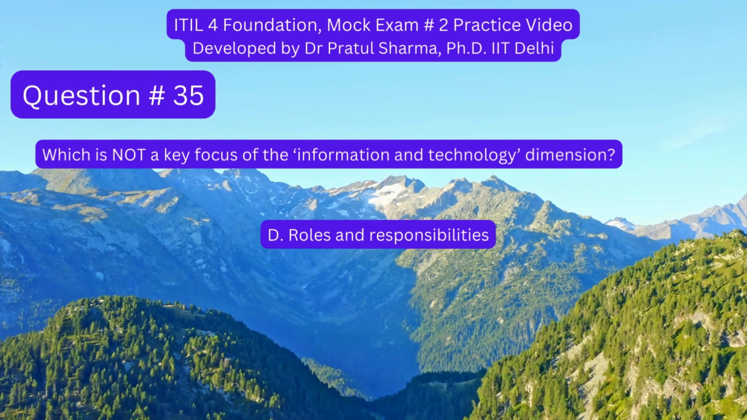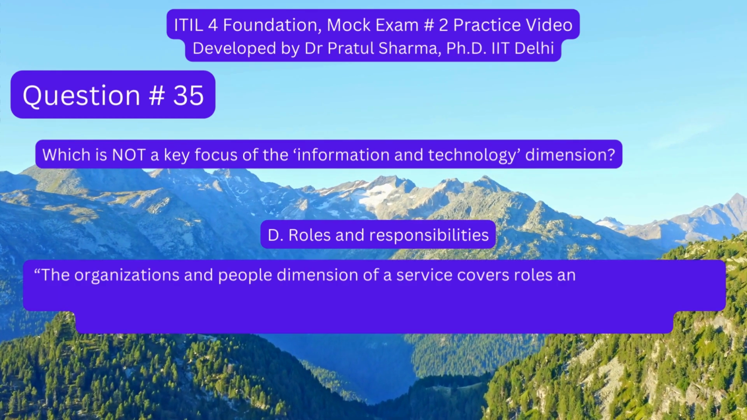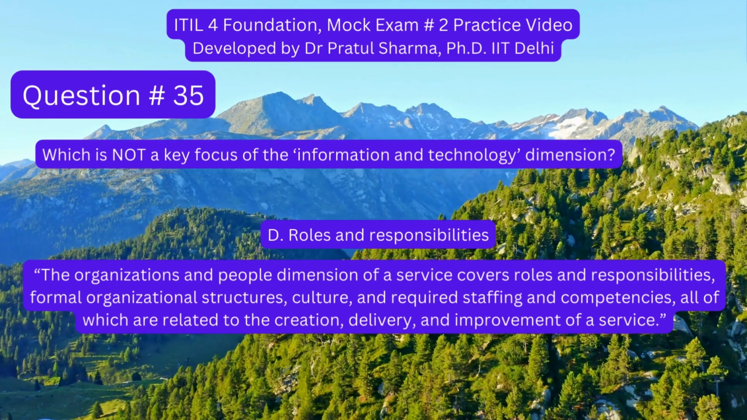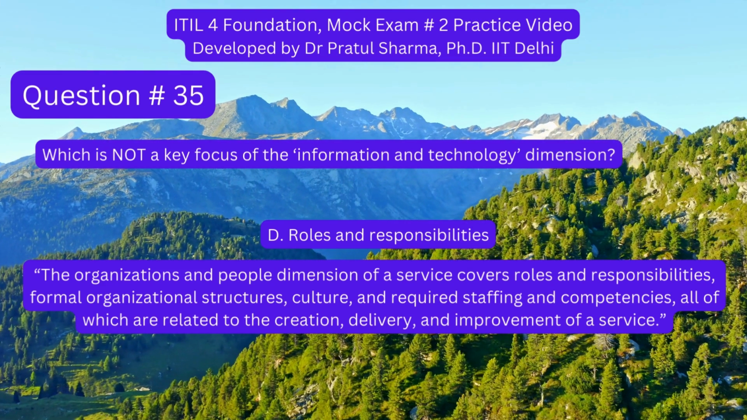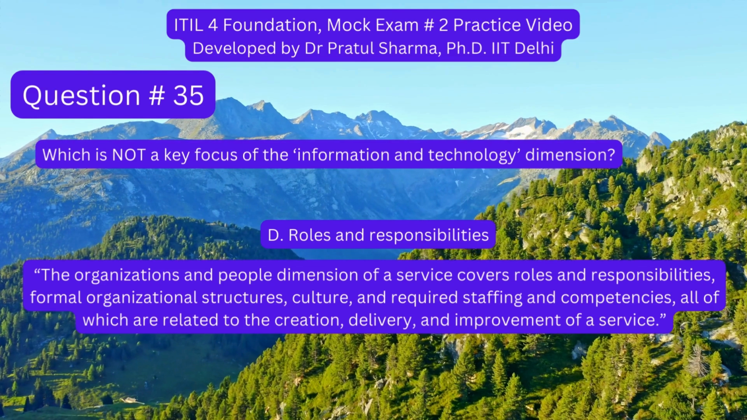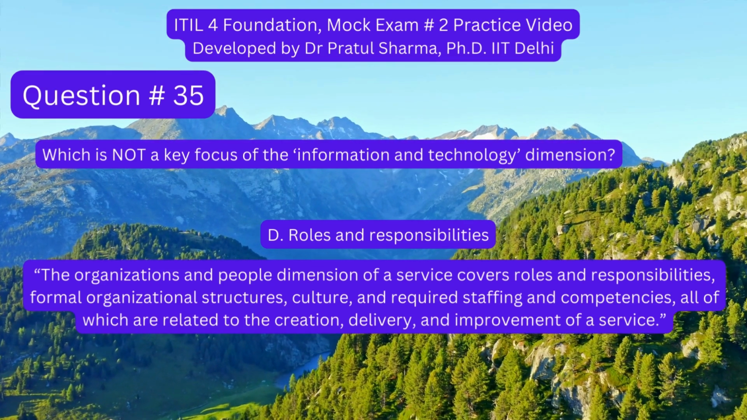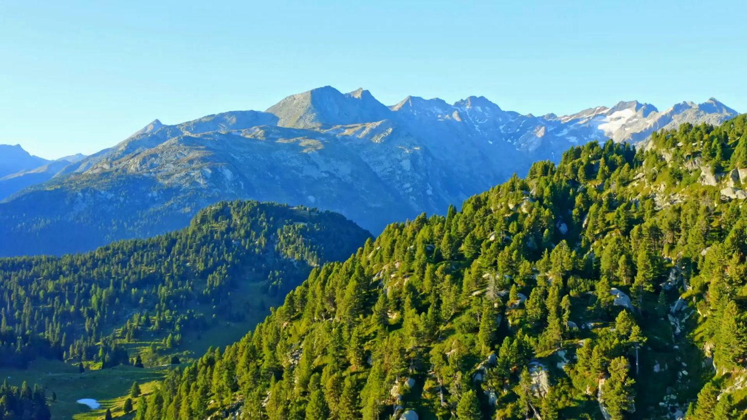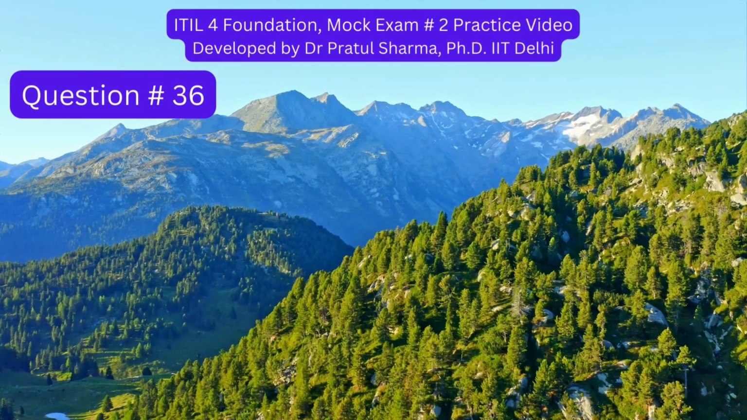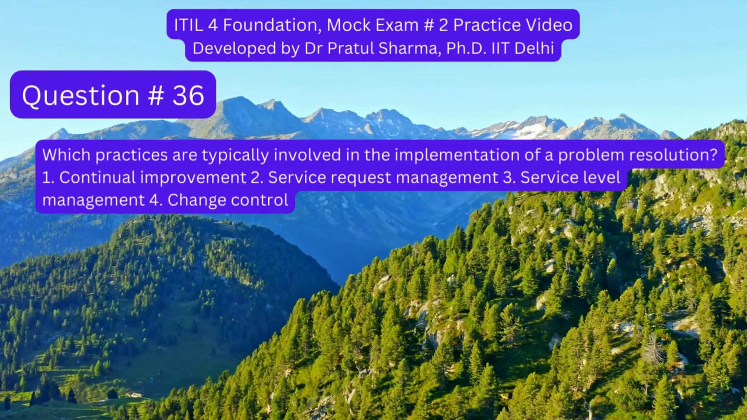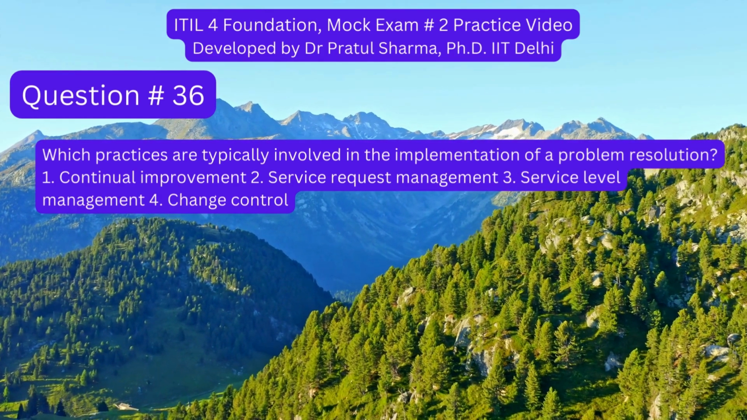D. Roles and responsibilities. The organizations and people dimension of a service covers roles and responsibilities, formal organizational structures, culture, and required staffing and competencies, all of which are related to the creation, delivery, and improvement of a service. Question number 36. Which practices are typically involved in the implementation of a problem resolution?